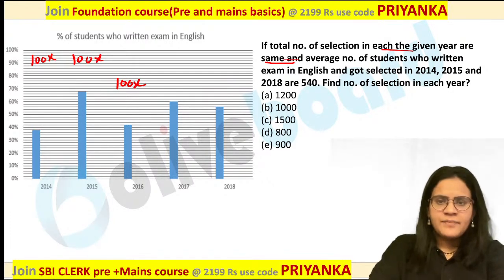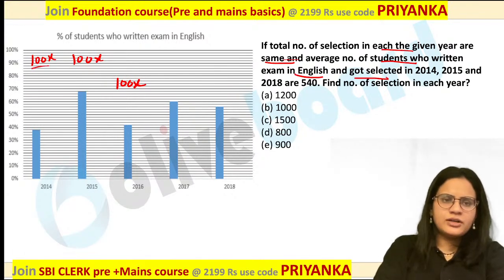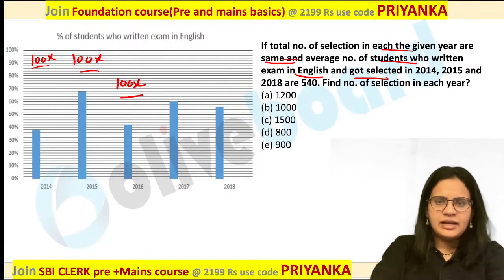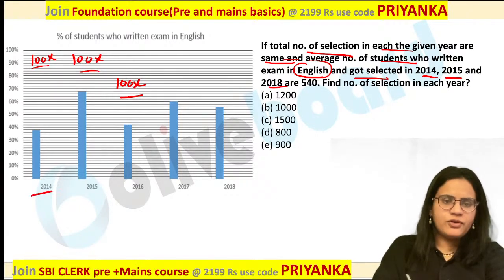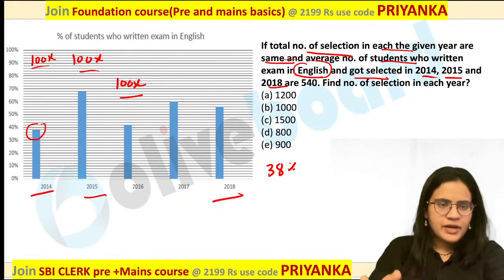Okay, now what they have given? Average number of students who have written the exam in English and got selected. Whatever value I have written, these are for the selected students themselves. They have given the number of selected students are the same. Now those who are getting selected through English language from 14, 15 and 18. So let us check out the perfect value. As I told you, it is one line below this. That means it is 38% of 100x, or I can say 38x over here, because 100 will get cancelled.